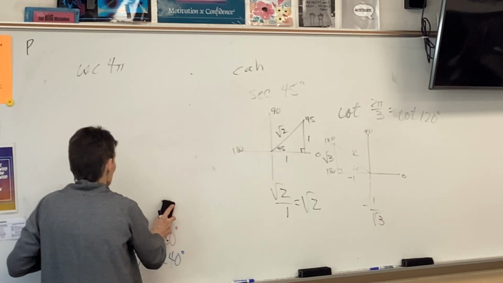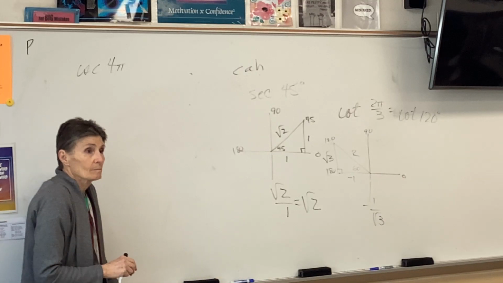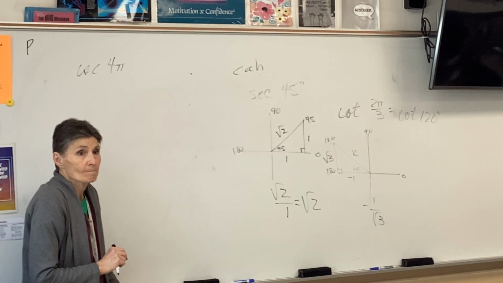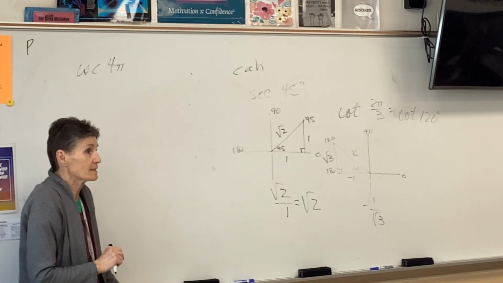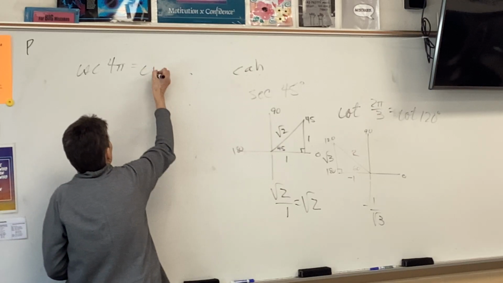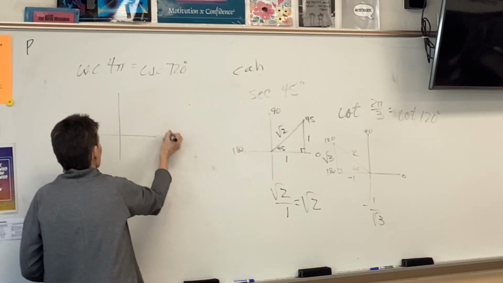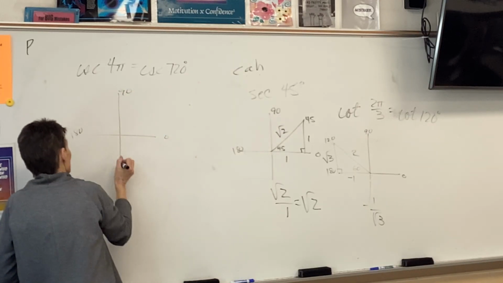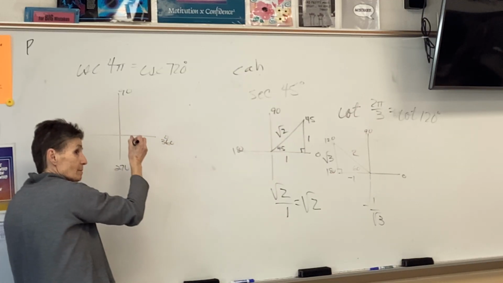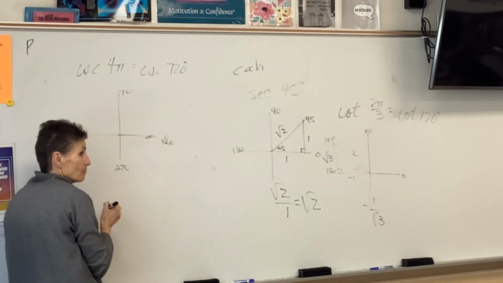All right, last one of this section: cosecant of 4 pi. Where do I start? There's the 0 line. 4 pi is the same as 720. And if I draw 720 degrees, don't I just go around twice? So I'm gonna end up right here. That's where I'm gonna end up.